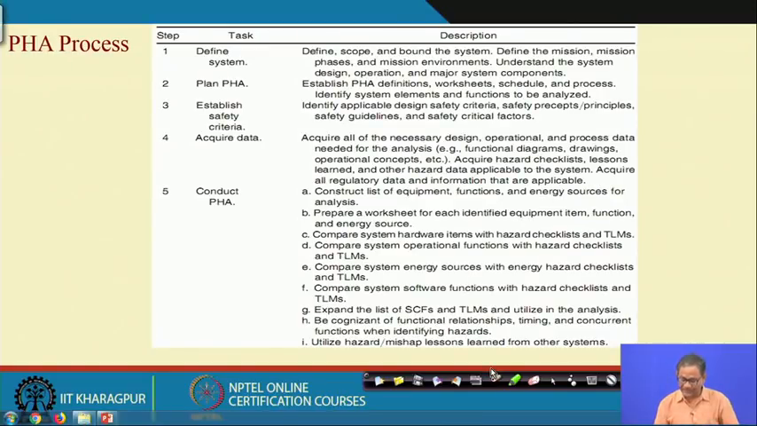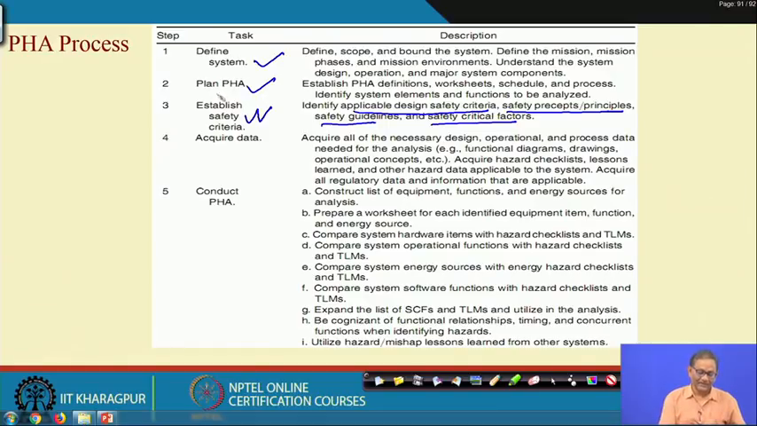So, just see the steps. Define the system, which you have seen in PHL. Plan similar to PHA. Establish safety criteria, which was not there in PHL: identify acceptable safety design criteria, safety principles, safety guidelines and safety critical factors. So, that you have to establish. Then you acquire data, and I have told you what acquire data is. Safety design criteria are like safety factors, and then safety principles.